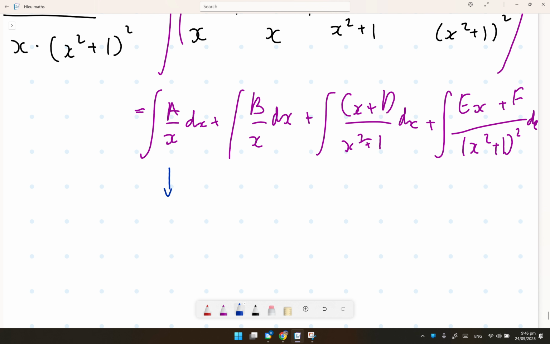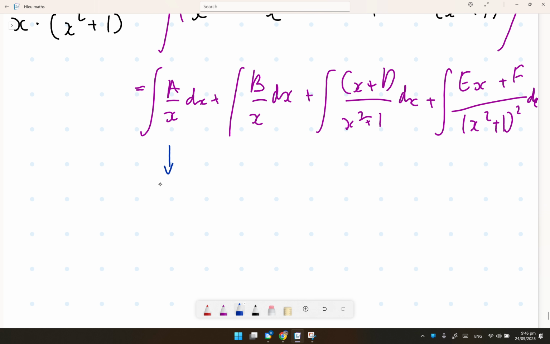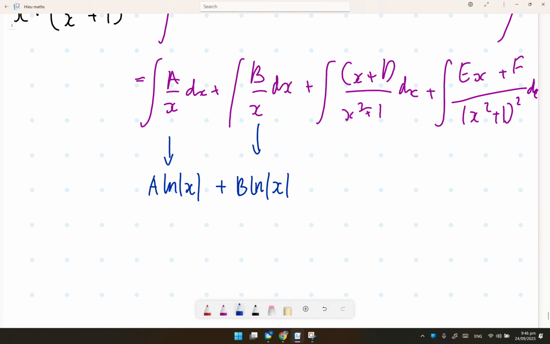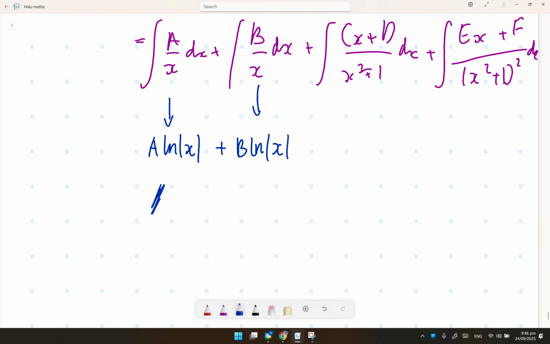We have a over x dx, right? What's the integration of that? That's pretty simple, right? Because that's simply a ln x. Same thing, this integration is very simple. It's going to be b ln x. Therefore, we really like this style where it's basically 1 over x and it can be multiplied by something, right? But we like it being 1 over x because the integration of 1 over x is simply ln.